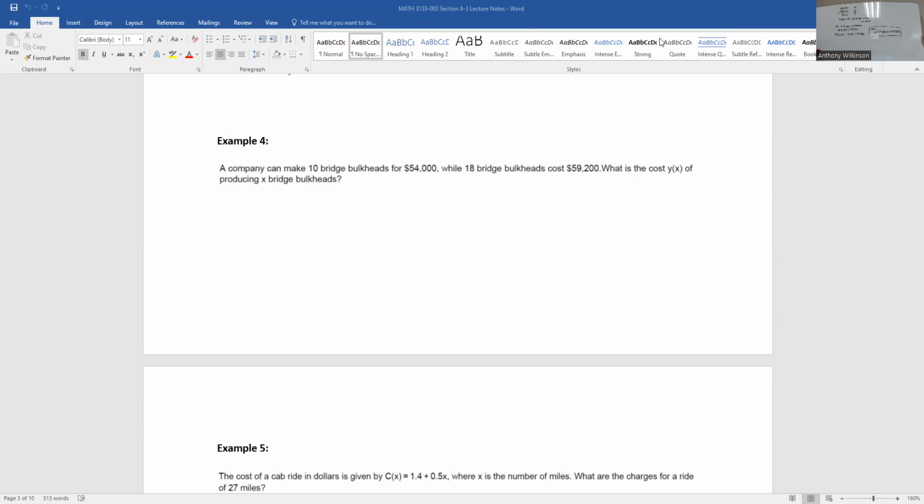Now, I just wanted to find out what would be the cost for making 10 bridge bulkheads. That's $650 times 10, which would be $6,500. Okay. But they list $54,000 as the total cost. So if I subtract $6,500 for 10 bridge bulkheads from the total cost of $54,000, that amount comes out to be $47,500.